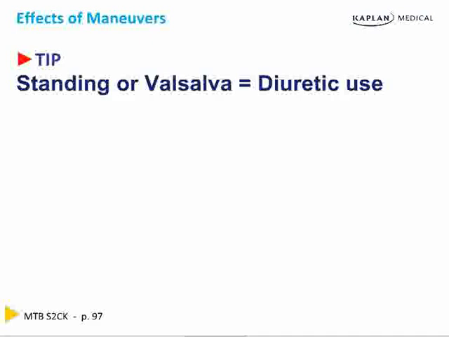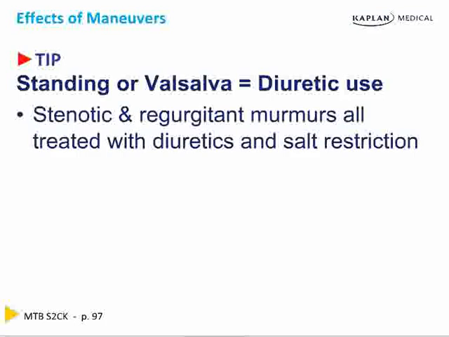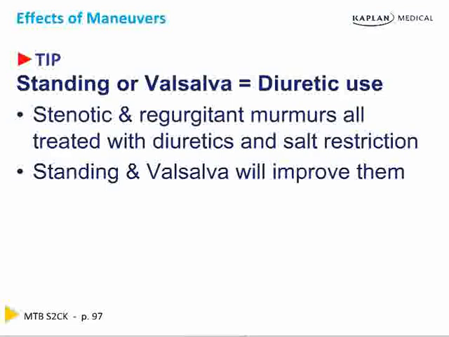So if you have a lesion that gets better with diuretics, like aortic regurg, mitral regurg, aortic stenosis, mitral stenosis, if you have a lesion that gets better with the use of diuretics, then standing or Valsalva will make it better. Stenotic and regurgitant lesions all are treated with diuretics and salt restriction. That's why standing and Valsalva will improve them.